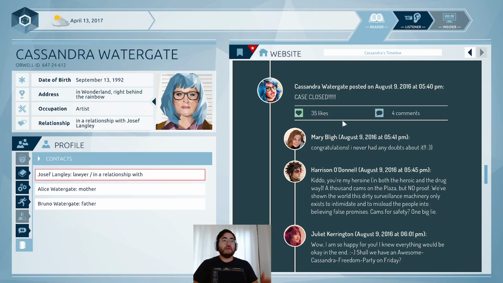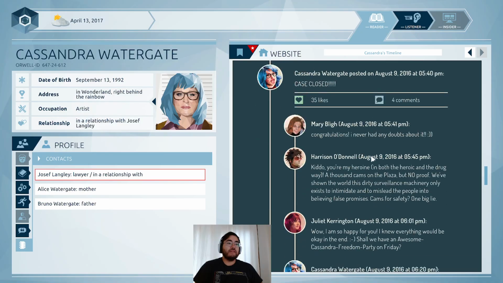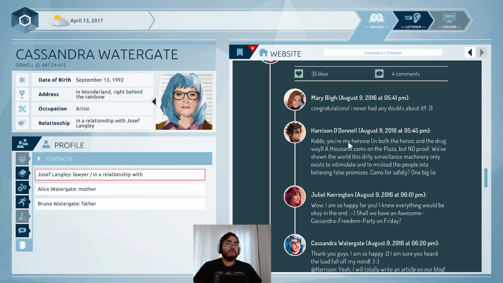That means that we already saw this in the last episode. She was accused of throwing that brick and hitting the officer in the head, but her parents seem to have manipulated the outcome and got her off, and that's called case closed. It's when a case is shut and it's all over with. Congratulations, I never had any doubts about it. And then someone named Harrison O'Donnell: Kiddo, you're my heroine in both the heroic and the drug way.